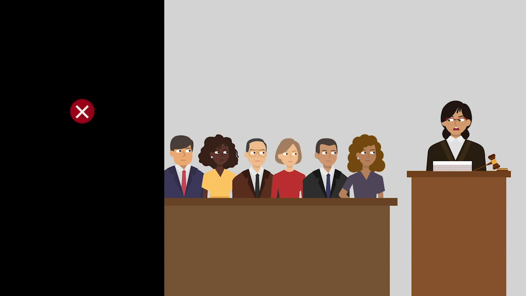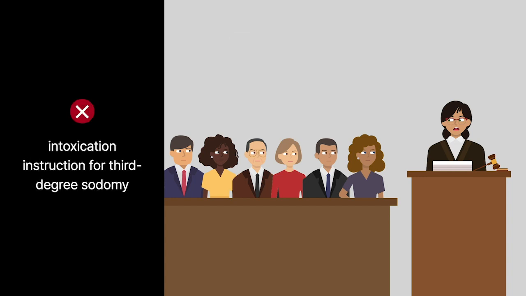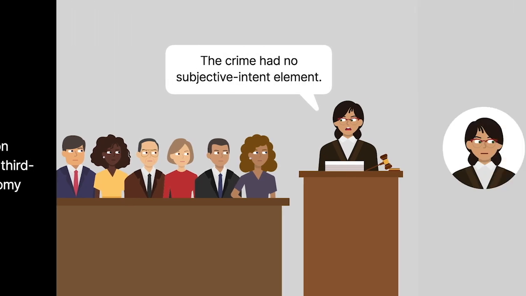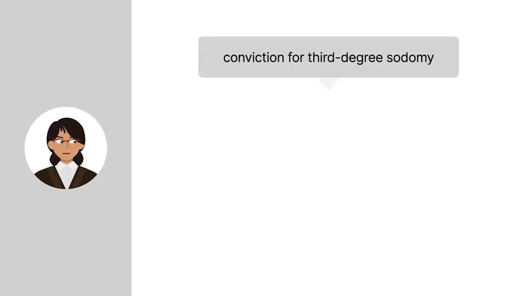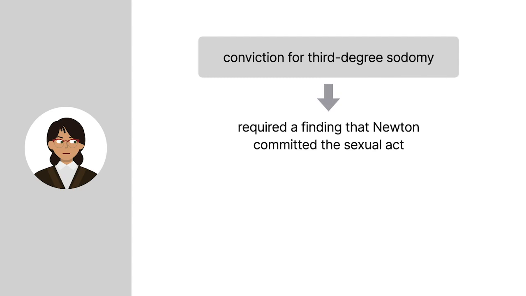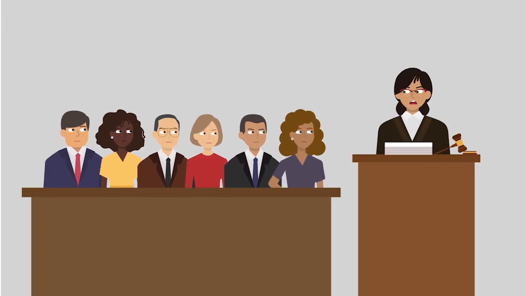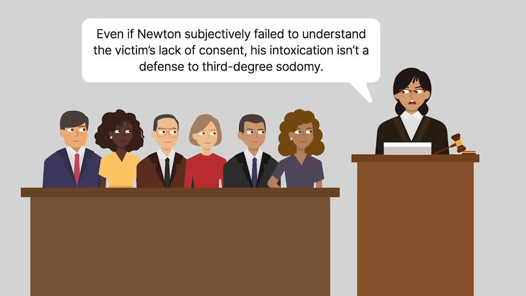However, the trial court refused to give an intoxication instruction for the third-degree sodomy charge, reasoning that that crime had no subjective intent element. Rather, conviction for third-degree sodomy required a finding only that Newton committed the sexual act despite the alleged victim's clear expression of lack of consent that would have been understood by a reasonable person in Newton's position. Therefore, the trial court instructed the jury that even if Newton subjectively failed to understand the victim's lack of consent due to intoxication, his intoxication wasn't a defense to third-degree sodomy under any circumstances.